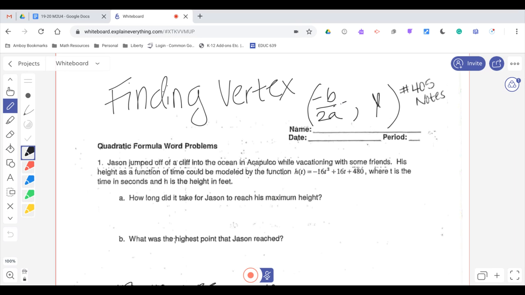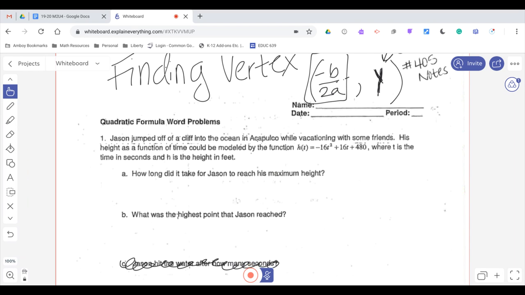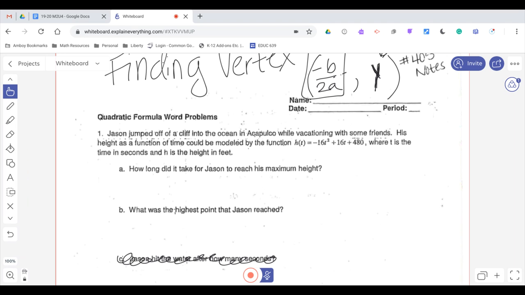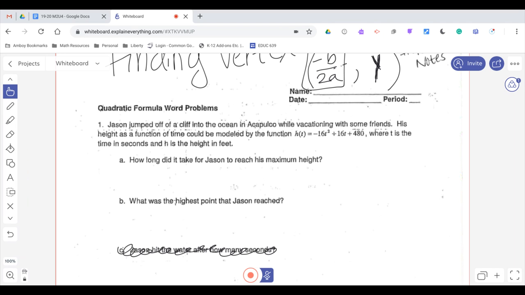I'm going to do this first, and then I'm going to plug in whatever that answer is, and that will give me y. Okay, so let's read our first story problem here and see if we can figure out what exactly they're asking. Jason jumped off of a cliff into the ocean in Acapulco while vacationing with some friends.